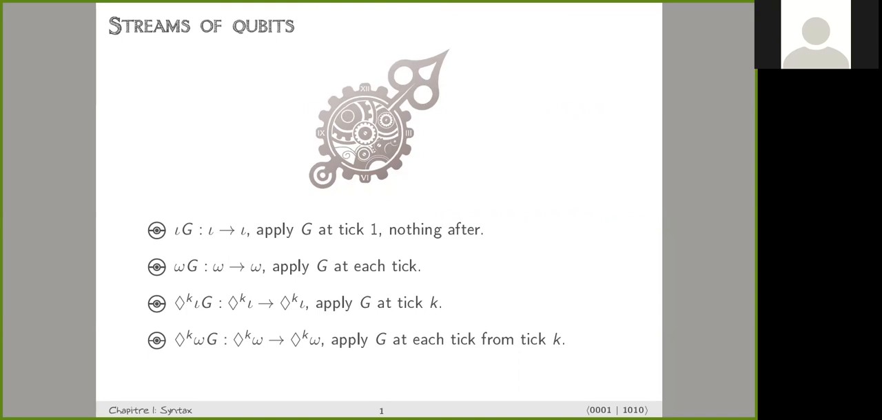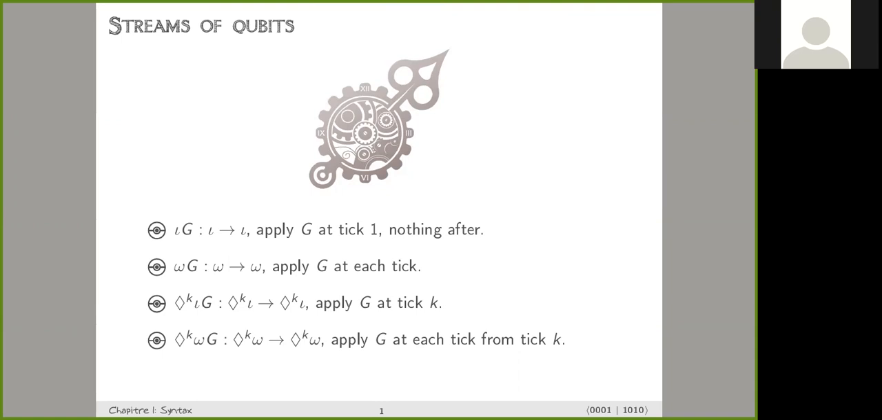You also have delayed omega gates. If you delay an omega gate k times, what you obtain is that until tick k, nothing happens. But starting from tick k, you will receive at each tick some qubits, apply your gate, and output the corresponding qubits. Okay, so those are the four kinds of wires and gates that we will see in our language.